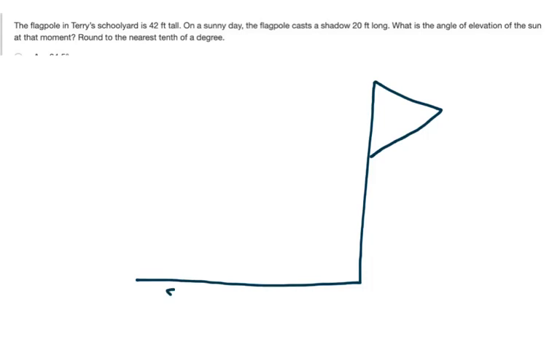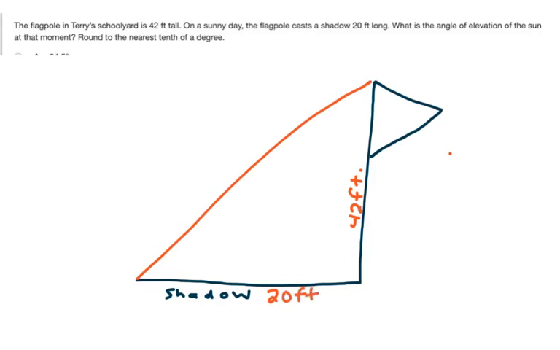A flagpole in Terry's schoolyard is 42 feet tall. So I've got a flagpole. On a sunny day, the flagpole casts a shadow 20 feet long. What is the angle of elevation of the sun at that moment? Round to the nearest tenth. All right, so I've got a flagpole that is how tall? 20 feet. Nope. 42 feet. Then it has a shadow that is 20 feet. Angle of elevation from the sun.